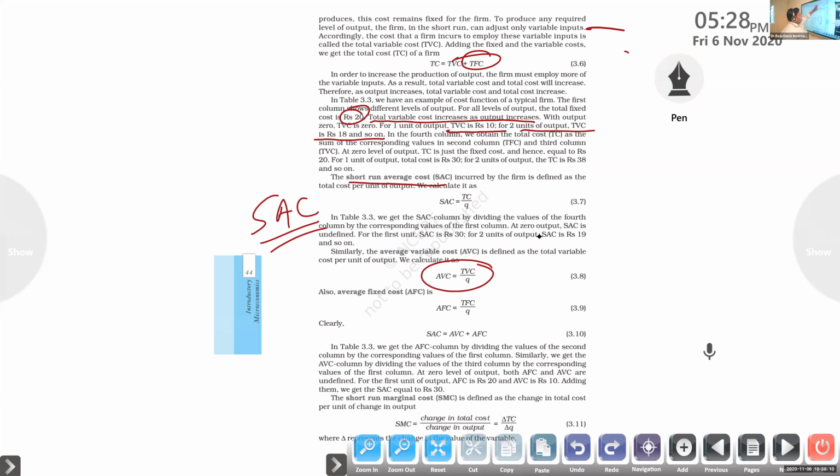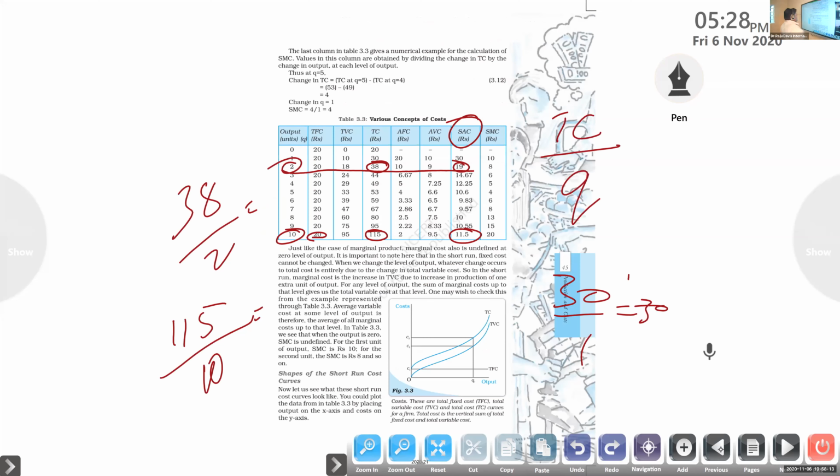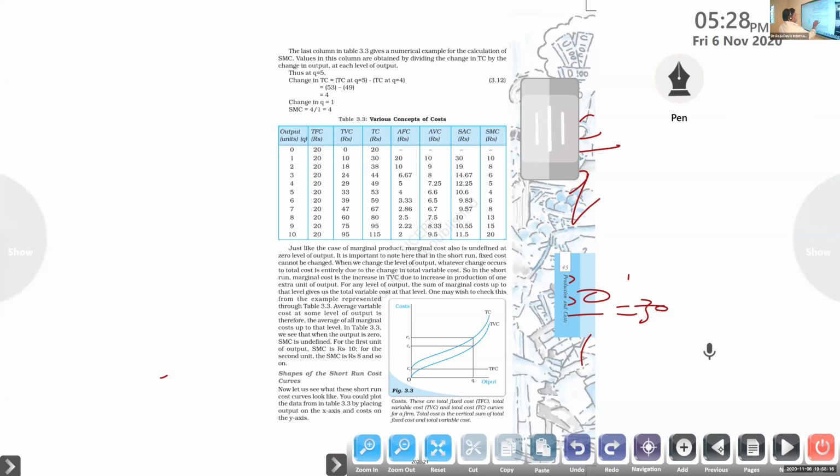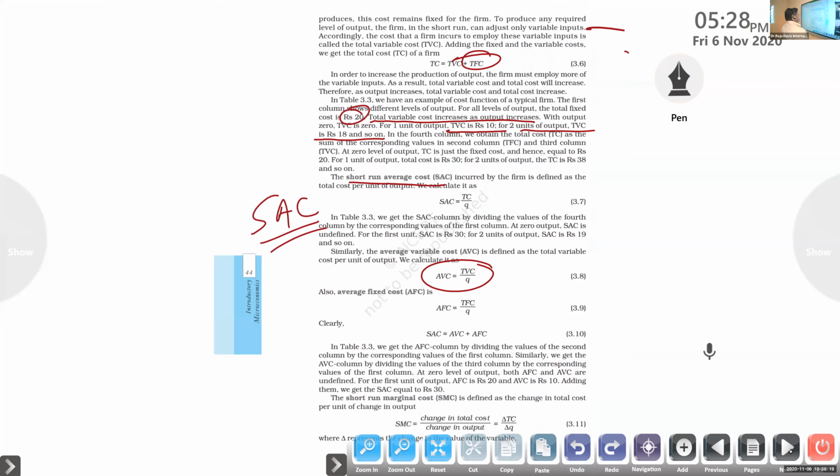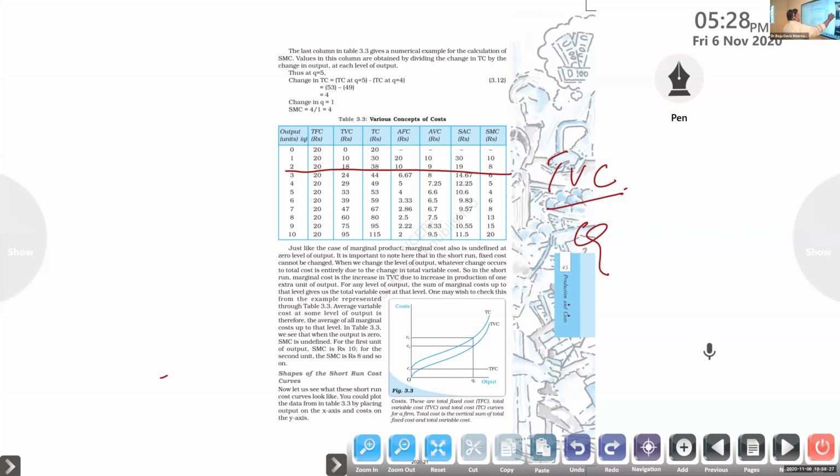So you are going to find out AVC. What is the equation for finding AVC? AVC, average variable cost, is equal to TVC by Q. Coming to the second one, what is the TVC here? TVC is 18. 18 by quantity 2. What did we get here? AVC is 9. 18 by 2 is equal to 9.